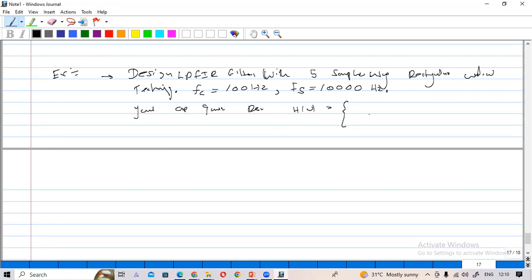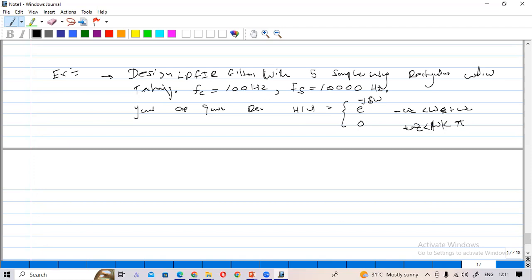So you will have some numerical value here, e to the power minus j 5 omega, and 0 otherwise. You know that omega is between minus omega c and plus omega c, and outside that range it is 0. Okay, so this is the response you are given, and you are asked to design a filter like this.